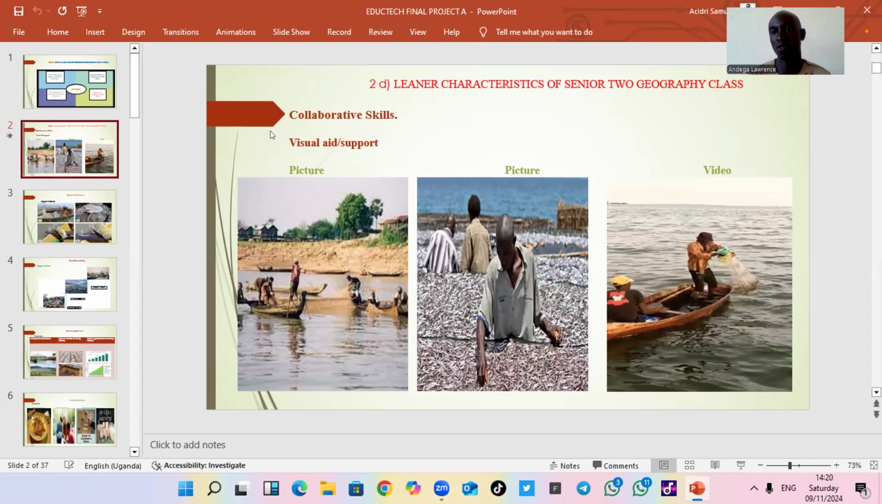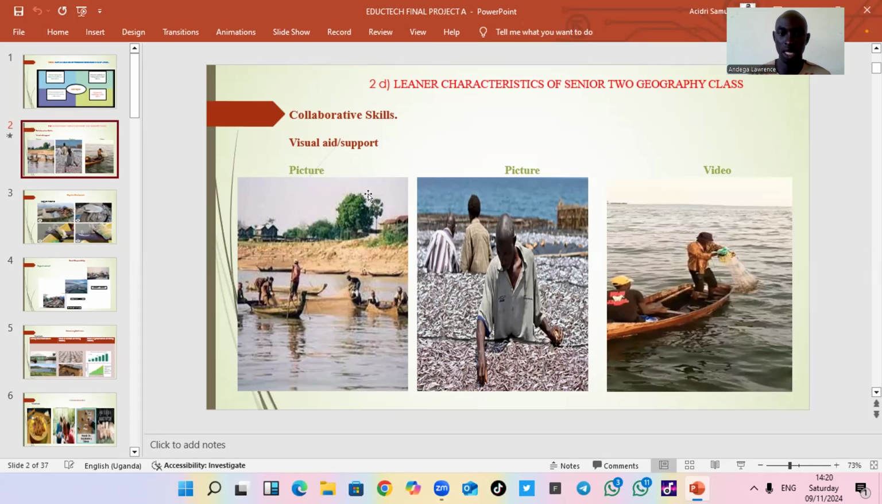One, they have collaborative skills. Most of my learners like working together. They cannot do work alone, so that is very good. When people work together, it is very important. That is why our two hands are always there towards one another. So collaborative skills is one of the things my learners are always embracing.